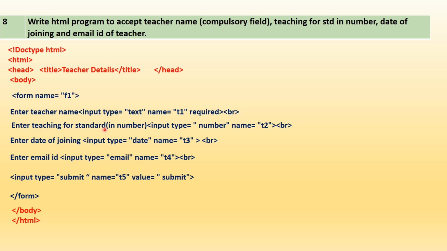Teaching for standard in number. Because they've mentioned here teaching for standard in number. So input type is number. Date of joining, it is date. And email ID of the teacher, it is email. They did not mention to submit it, but you will write here input type equal to submit and the value will be submit.